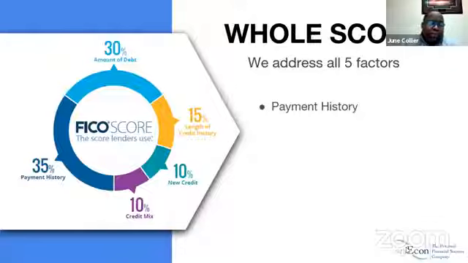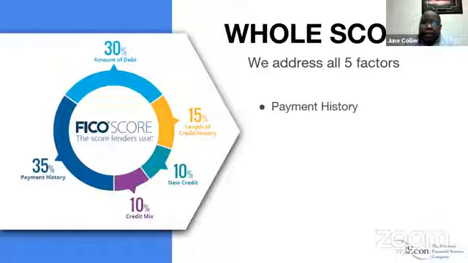The first is payment history. And as you can see here, payment history accounts for 35% of your score. 35%, that's the largest portion of your score. It comes from payment history, right? Are you making your payments on time, right?